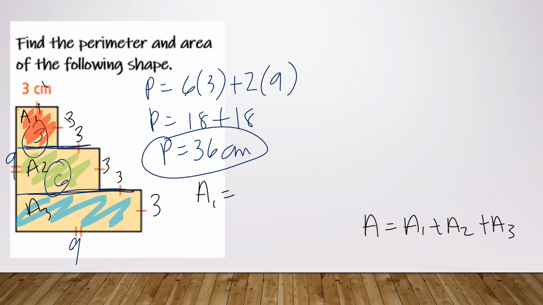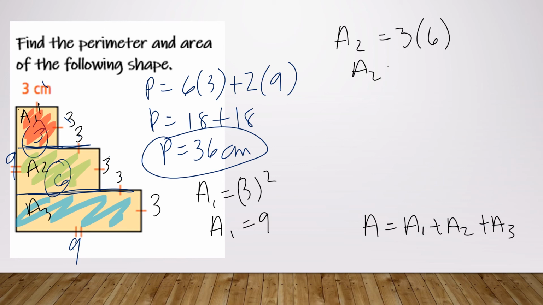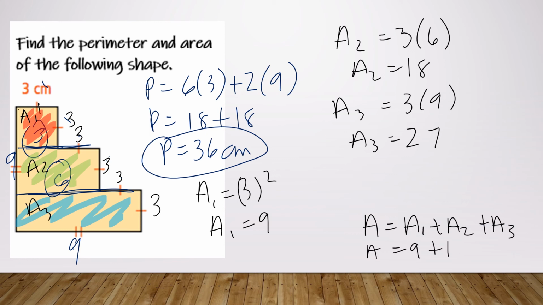Area 1 would be 3 times 3, or 3 squared, because it's a square, which would be 9. Area 2 would be 3 times 6, which would be 18. And then area 3 is 3 times 9, which would be 27. So you don't need to put the units on those because we can do it at the end. So I'm doing 9 plus 18 plus 27, which would be the area is 54 centimeters squared for the entire figure.